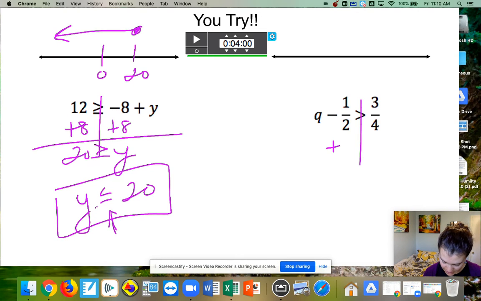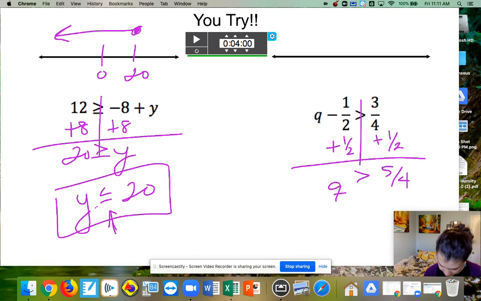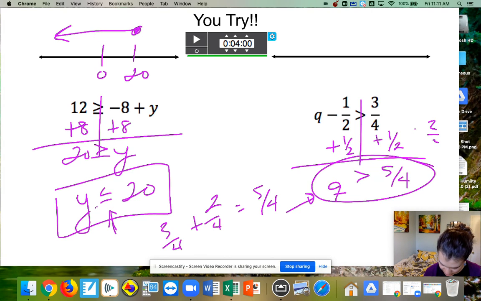Here, same idea, we'll add a half. And you'll get q is greater than, and this will end up being 5/4. So again, we could multiply this by 2/2 to get your fourths. You'd have 3/4 plus 2/4 is 5/4 to get this. So this is your answer. Do 0, 5/4 is positive, so we put that over there. We don't have an equals to sign, so you need an open circle. And then we're on the big side of our inequality, so we need to keep going larger.